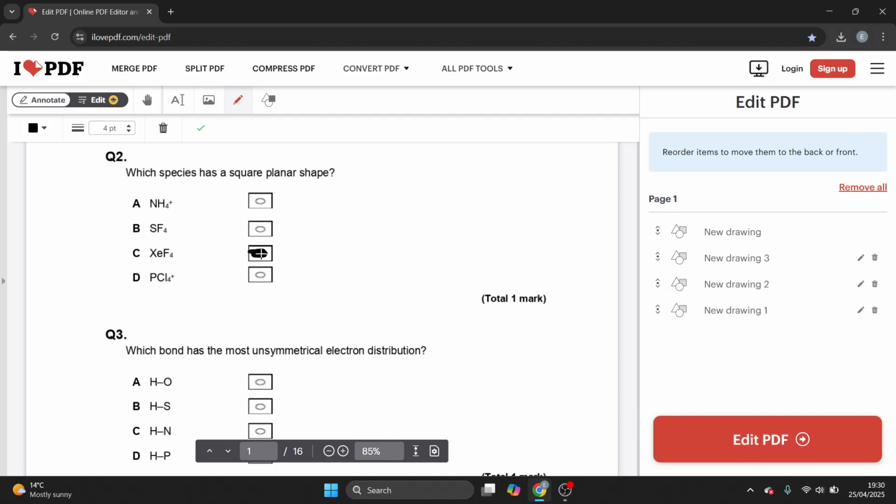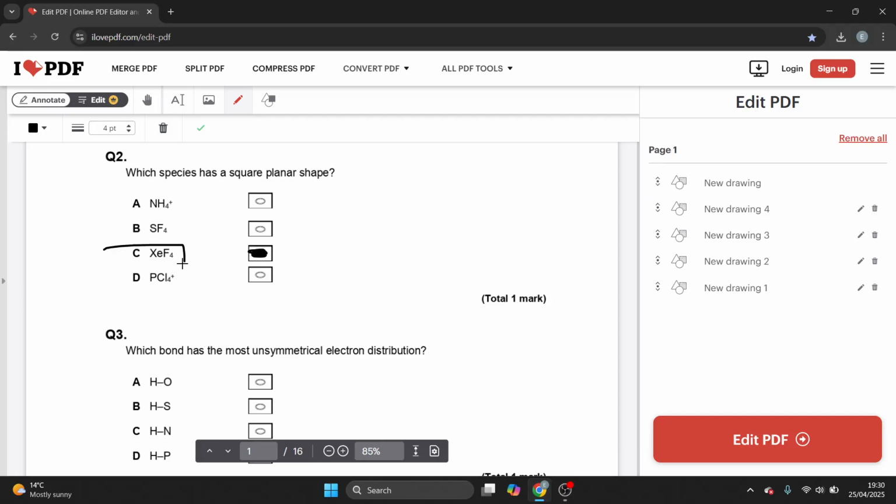XeF4. This is a textbook example of a square planar shape. But if you were given an unfamiliar one in a multiple choice question, which you probably won't be, but if you were, then you'd use the method, which I will go through in a later video.